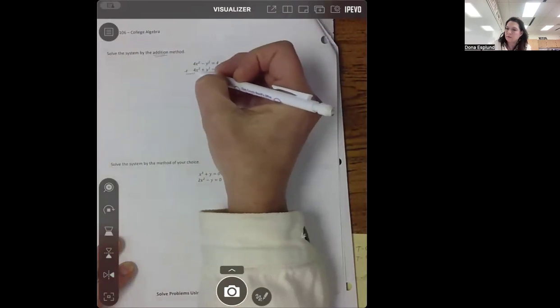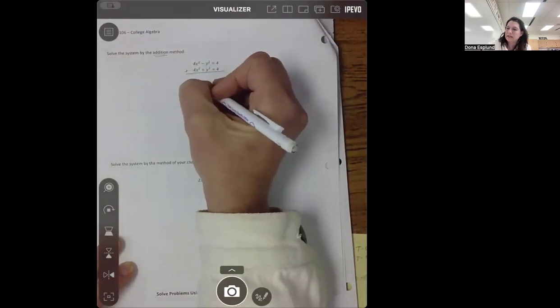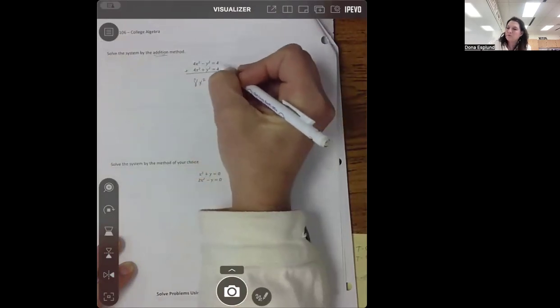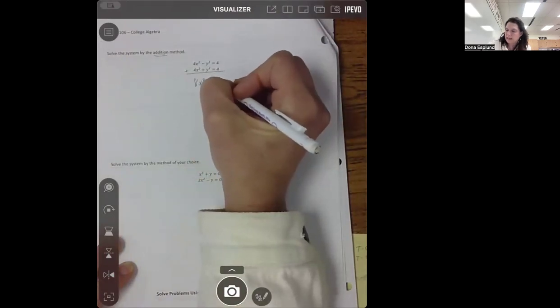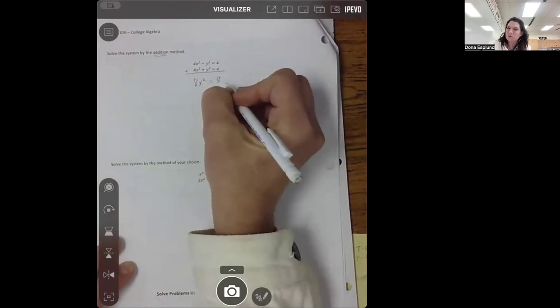So I have 4x squared plus 4x squared would give me 8x squared. Good. And 4 plus 4 is going to give me 8. Then I'm going to end up dividing both sides by 8.